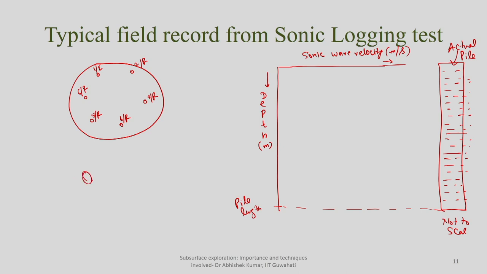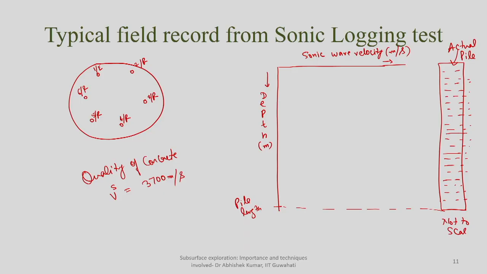depending upon the quality of the concrete, as we have seen in the table, velocity of sonic wave equal to 3700 meter per second. So, if I consider there is no defect or no compromise in the quality of the concrete, you may get something like this field record throughout the depth. The emitter is at 1 and the receiver is at 2.